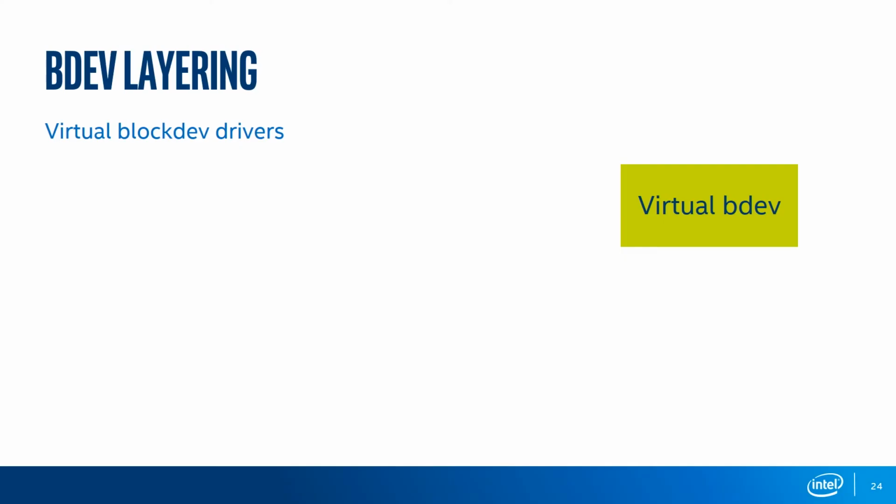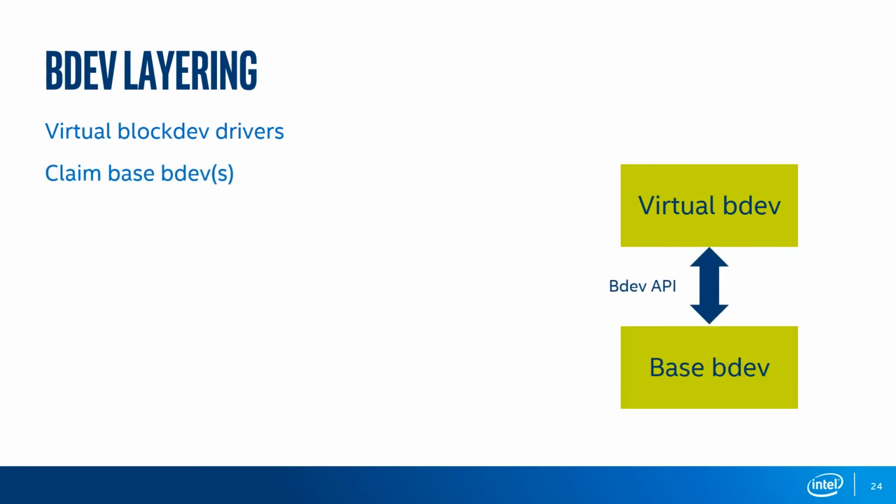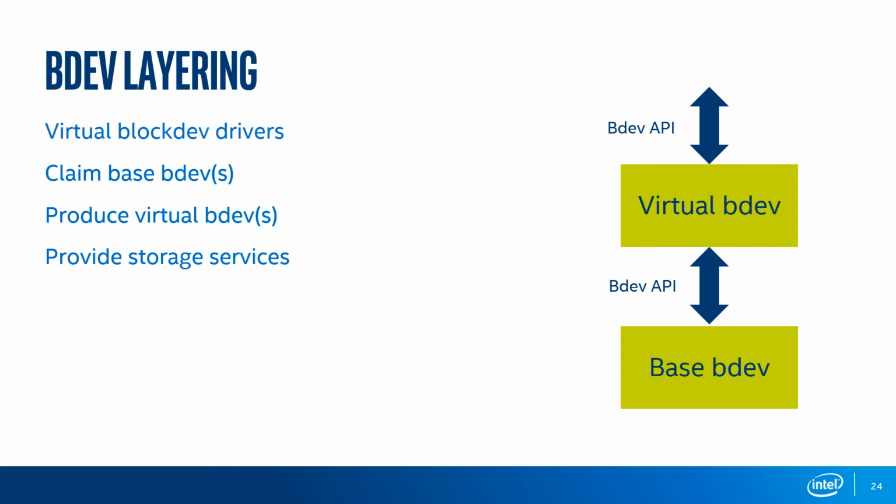So now let's talk about that virtual block dev thing, layering block devs. The virtual block dev is a driver like the other BDEV drivers we just talked about, but instead of accessing a real hardware I/O device, it can claim underlying base BDEVs and then perform some function like a storage service and then expose another BDEV out the top. So you can do all sorts of storage services here. You can do RAID, you can do dedupe, caching, anything where you take blocks in and then produce blocks out.